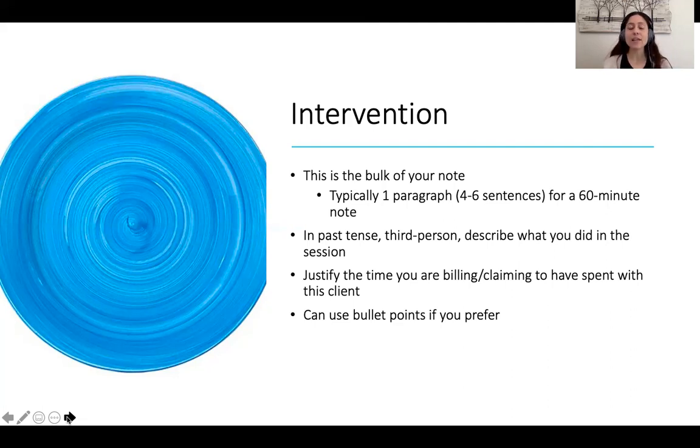In terms of length, it should be about 4 to 6 sentences, or if you're using bullet points, 4 to 6 bullet points for a 60-minute note. More importantly, though, the substance of this section should justify billing for the length of your session. The intervention section is written in past tense since you already had the session when you're writing this, and it should be written in 3rd person.